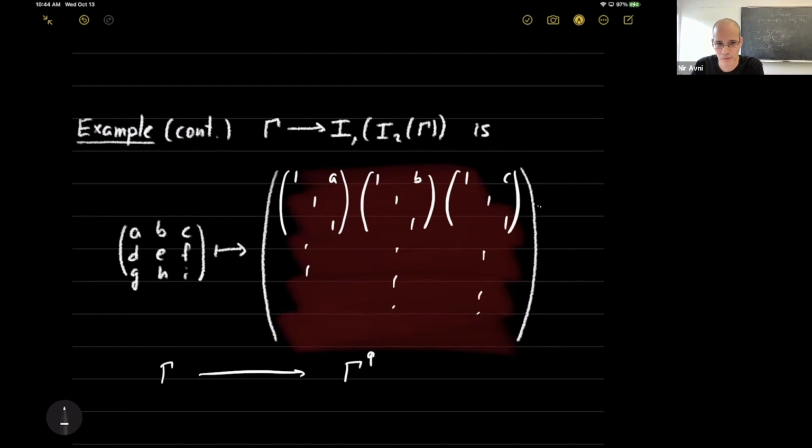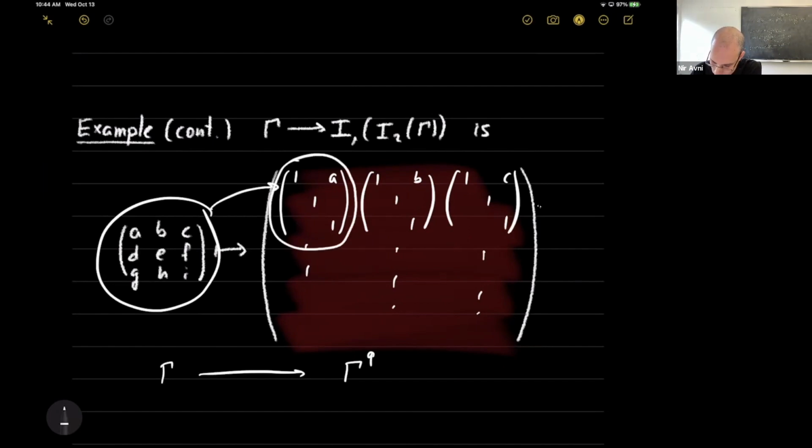Okay, so let me do something. Let's look at part of this map. The map that takes a 3x3 matrix with determinant one, and outputs this matrix, the root matrix, whose 1,3 entry is the 1,1 entry of my original matrix.